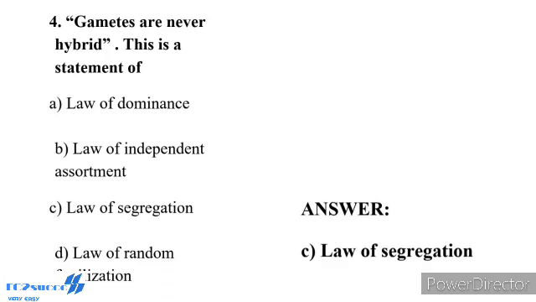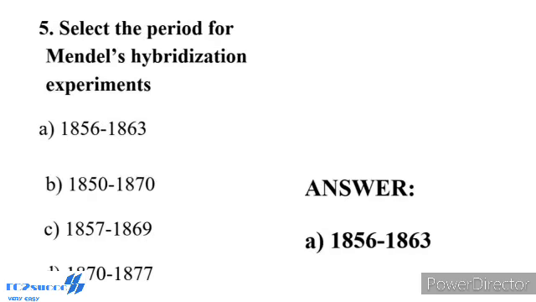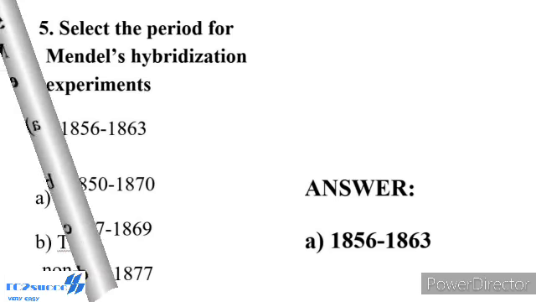Fourth question: gametes are never hybrid. This is a statement of option A, law of dominance; option B, law of independent assortment; option C, law of segregation; option D, law of random fertilization. So the correct answer is option C, law of segregation. Fifth question: select the period for Mendel's hybridization experiment. Option A, 1856 to 1863; option B, 1850 to 1870; option C, 1857 to 1869; option D, 1870 to 1877. So the correct answer is option A, 1856 to 1863.